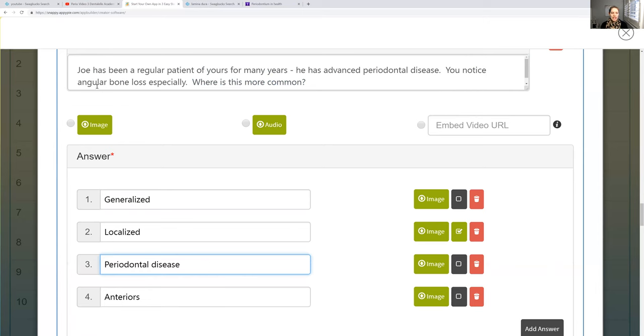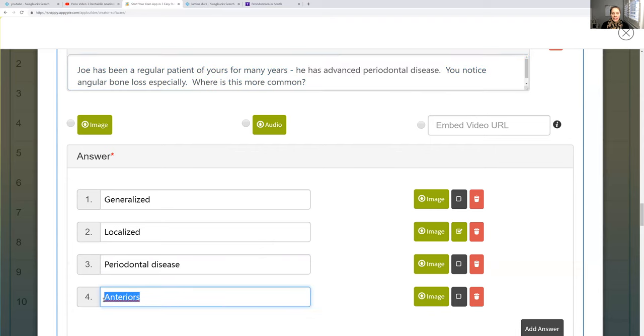Is angular bone loss more common in periodontal disease? Well, that is saying that the patient has perio. So yes, technically C is correct, but that's not what the question's asking. We know that the patient has advanced perio because that's what it says in the question. So C isn't wrong, but that's not the best one.